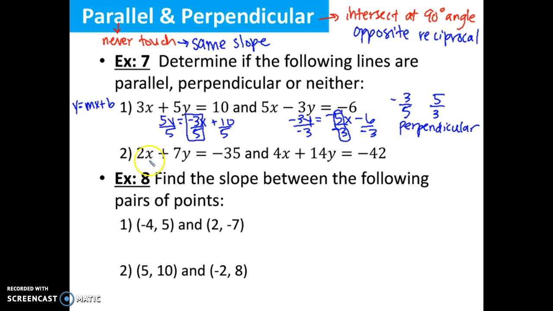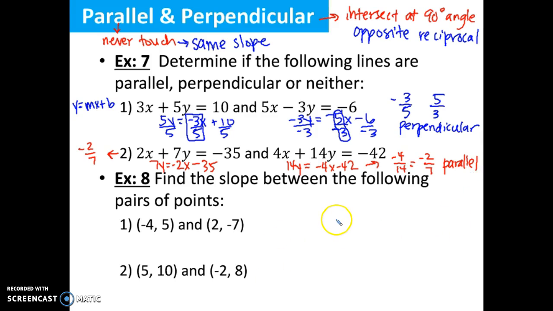For the second one, same thing. I'm going to subtract the 2x, so I get 7y equals negative 2x minus 35. Then divide by that positive 7. So my slope for the first one ends up being negative 2/7. For the next one, I subtract the 4x, so we get 14y equals negative 4x minus 42. Then divide by the 14, so I end up with negative 4 over 14, which simplifies to negative 2 over 7. So I have negative 2 over 7, negative 2 over 7, so these lines are parallel.